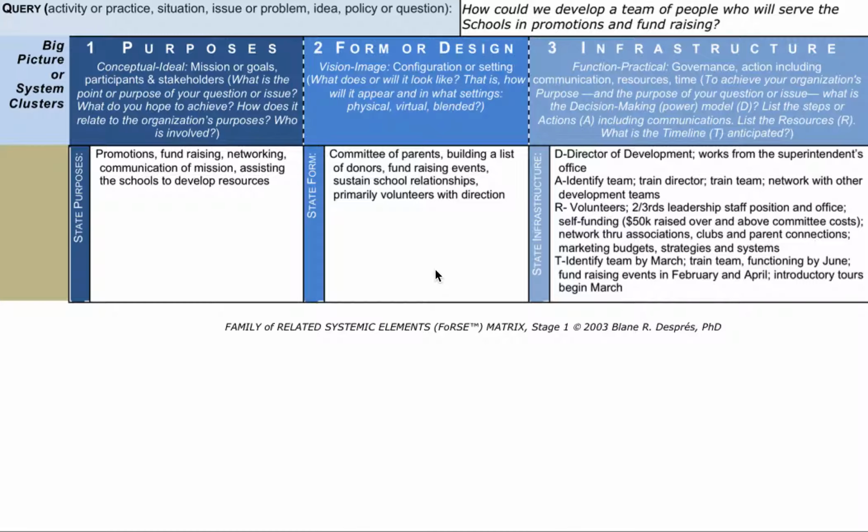In step 5, we now look across the clusters and ask if the inputted data aligns. That is, are each of the statements mutually supportive, and do they help to achieve the organization's purposes and goals? In the next video, we'll assess this alignment.